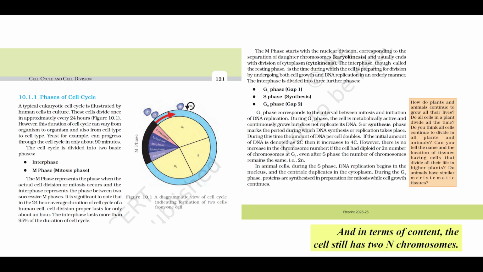Exactly. And in terms of content, the cell still has 2N chromosomes. Remember, the centromeres haven't split, but the DNA content is now 4C because it was duplicated back in S phase. So G1 is 2N, 2C, S phase goes to 2N, 4C, and G2 stays at 2N, 4C. Perfect. You've got the sequence of changes in N and C through interphase.